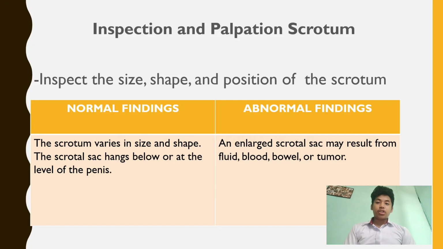Next, inspection and palpation of the scrotum. Inspect the size, shape, and position of the scrotum. Observe for swelling, lumps, or bulges. For the normal findings, the scrotum varies in size according to temperature and shape. The scrotal sac hangs below or at the level of the penis. The left side of the scrotal sac usually hangs lower than the right side. For abnormal findings, an enlarged scrotal sac may result from fluid or hydrocele, blood or hematocele, bowel hernia, or tumor or cancer.